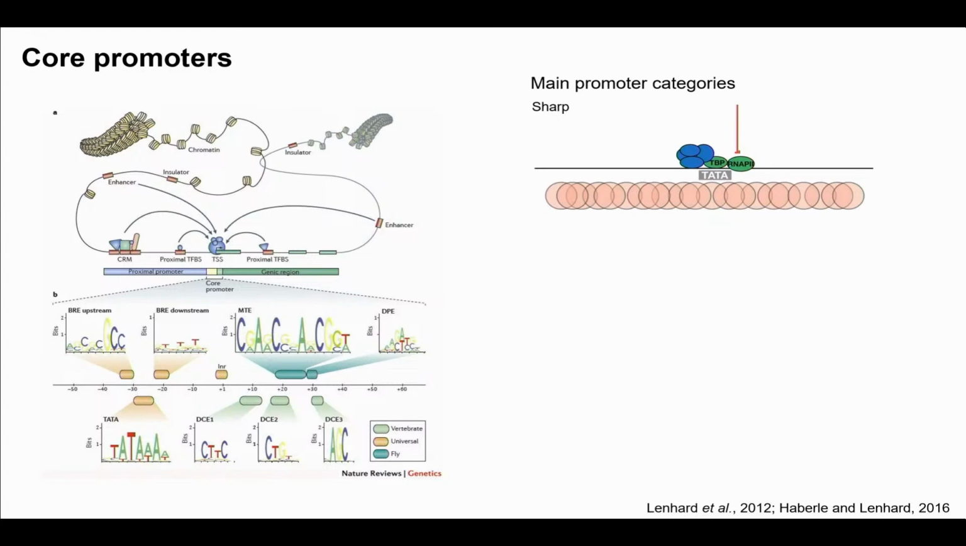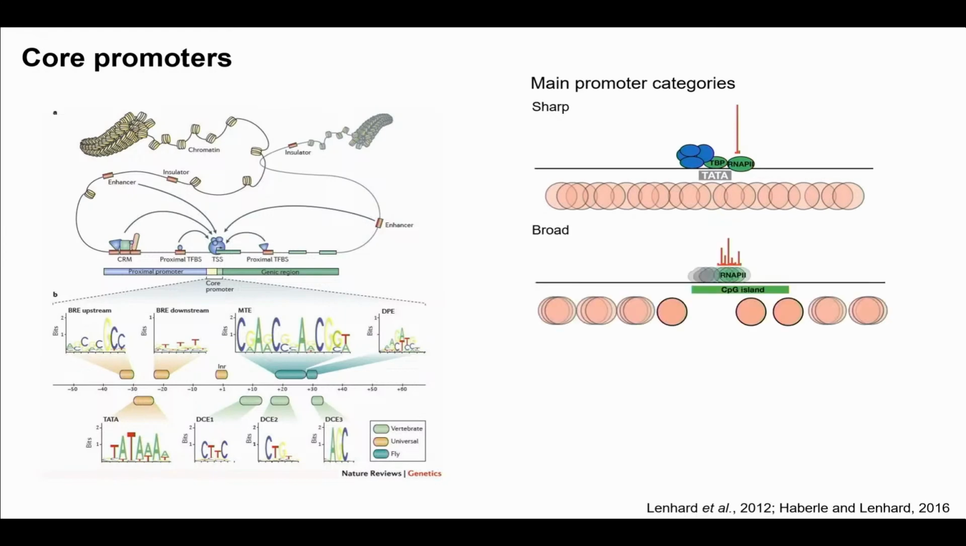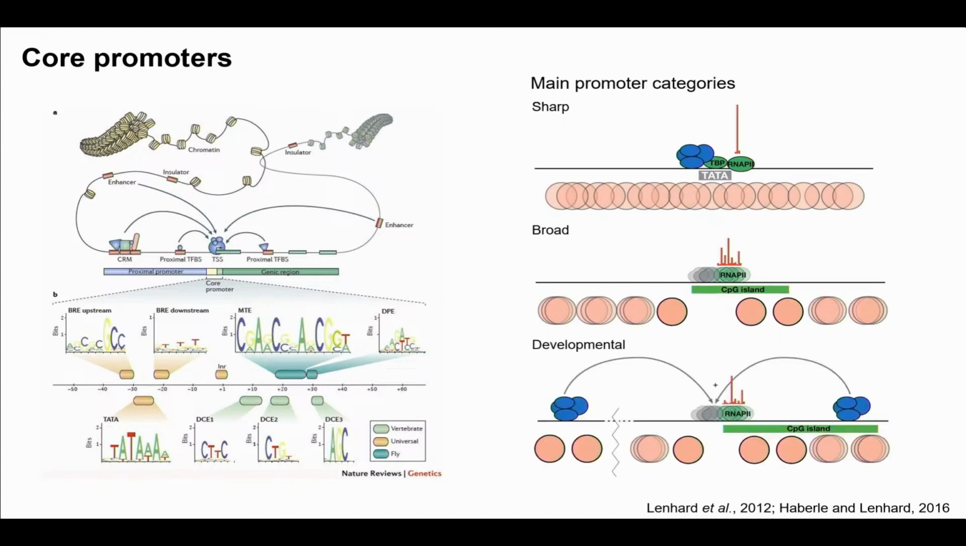We have sharp promoters, which have one sharp initiator, around 35 base pairs downstream of the TATA box. We have broad promoters, which are characterized by CpG islands and multiple transcription start sites. Those are mostly housekeeping genes, but the most interesting one is the developmental promoter, which has these thick CpG islands, which extend deep into the gene body, and they are responsive to long-range regulation, which can span several megabases away.